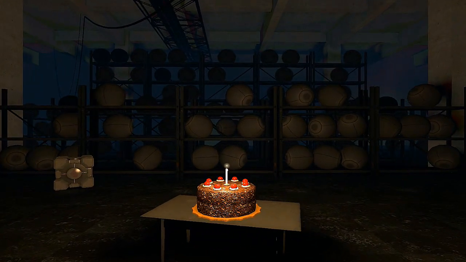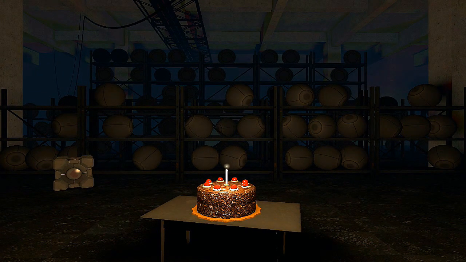But yes, as I was saying, it is possible to glitch into here. Yes, it is. Hard to do. The cake can be picked up. I think if you turn on the cheats in the Steam version, it's easier to get.